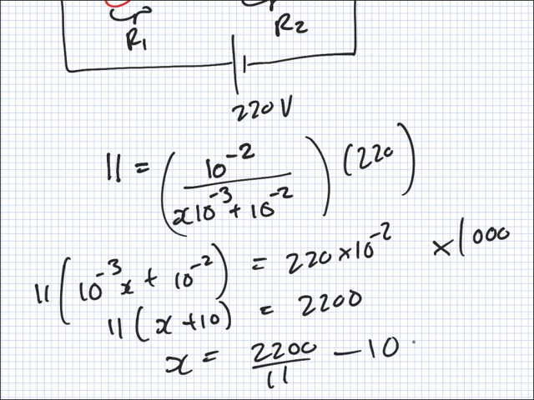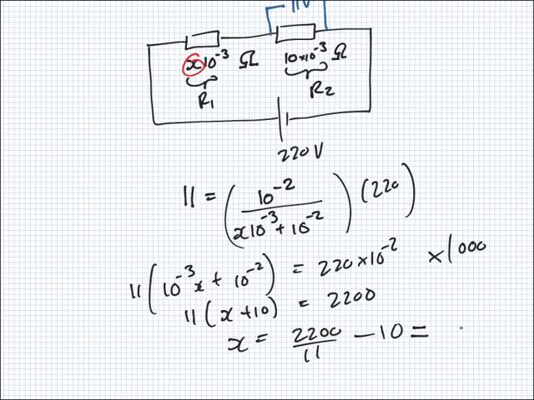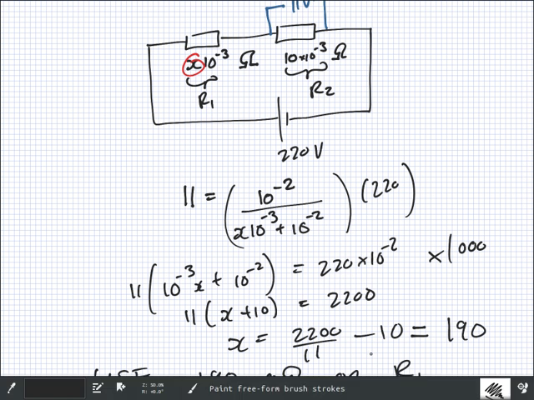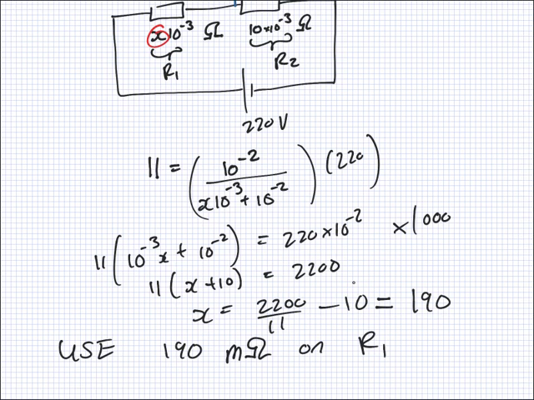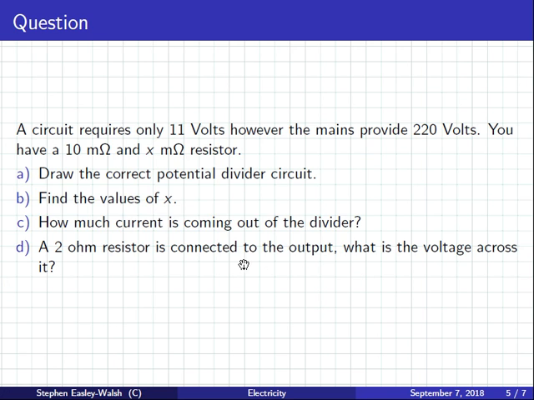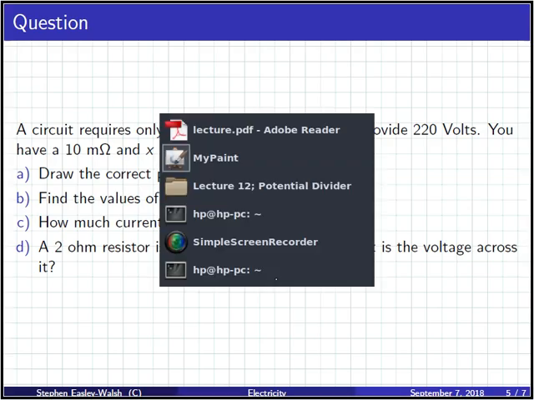Can someone calculate that, please? 190. Okay, so you need to use 190 milliohms on R1. Is that okay? I'm just using one formula. Now, the last part is a 2 ohm resistor is connected to the output. What's the voltage across it?